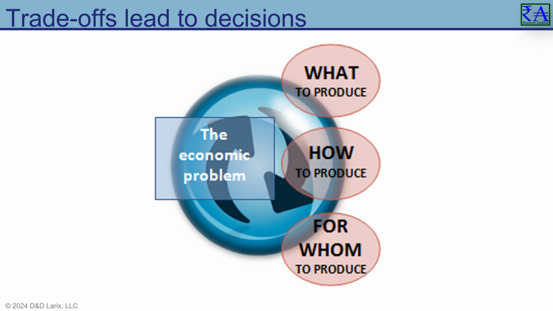Who will receive the goods and services produced? This addresses the distribution of output, ensuring that the resources are allocated fairly and efficiently among the population. These fundamental questions guide the economic decisions and shape our world, balancing limited resources with the myriad of needs and desires of society.